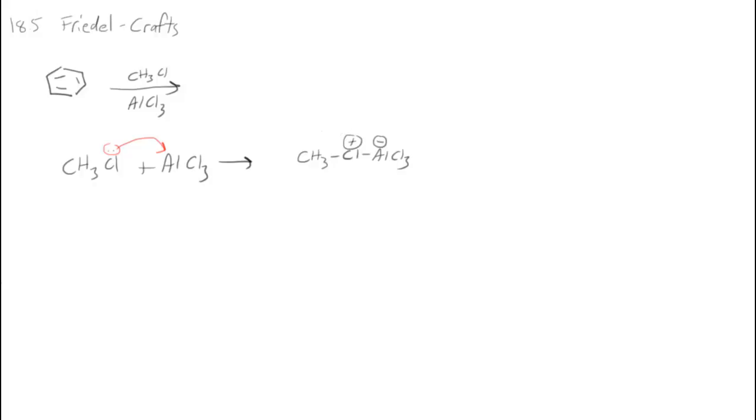Now there are two different ways to draw the mechanism. So far we've been showing our intermediates breaking apart first. If this breaks apart at this stage, we'll end up getting a methyl cation plus AlCl4-. This is a highly unstable cation, so it's not very likely that this would happen. So there's two different ways to draw the mechanism. One is to draw it this way, which may not be the most accurate, but will still work and give you the right product.